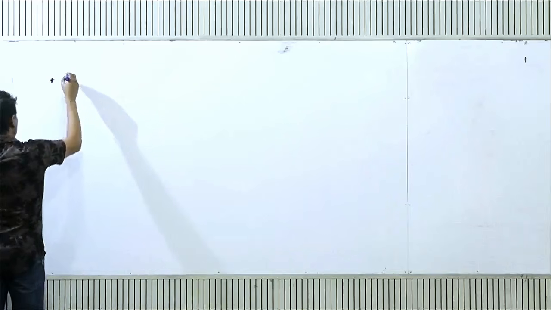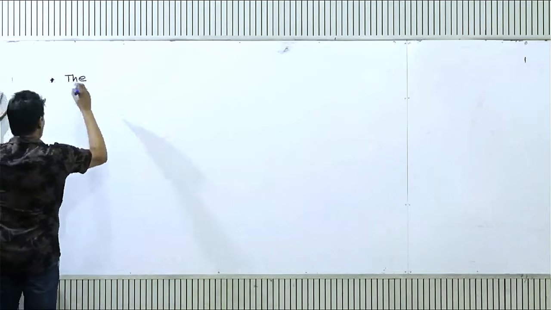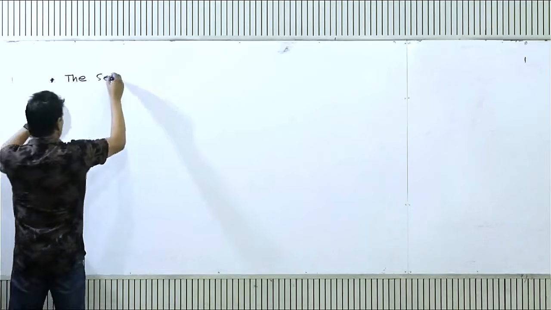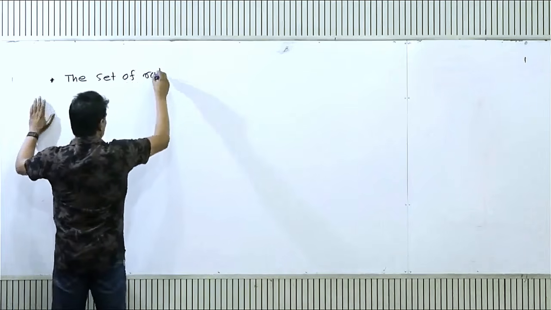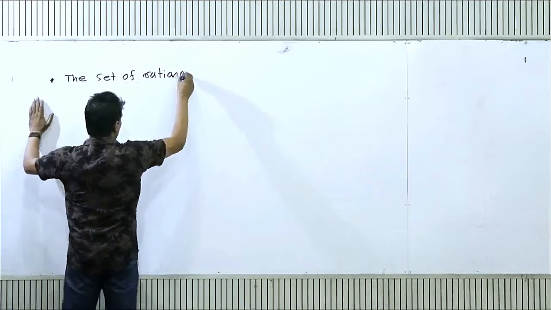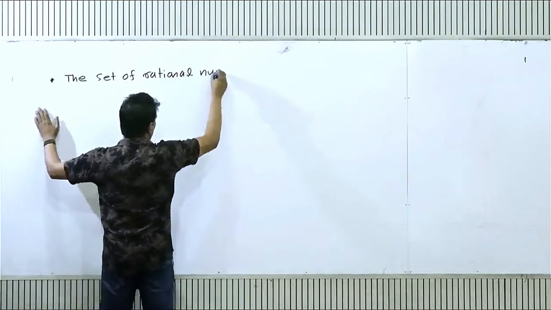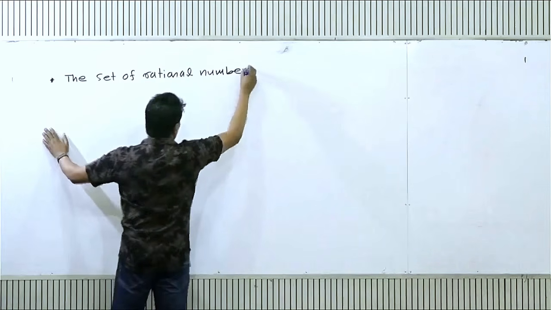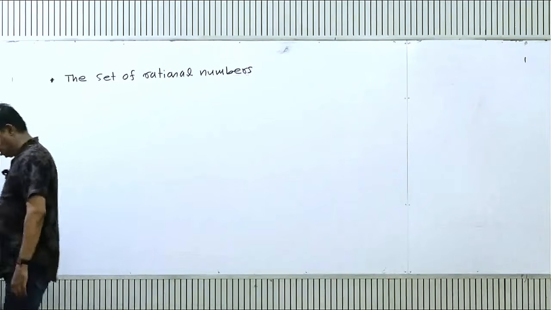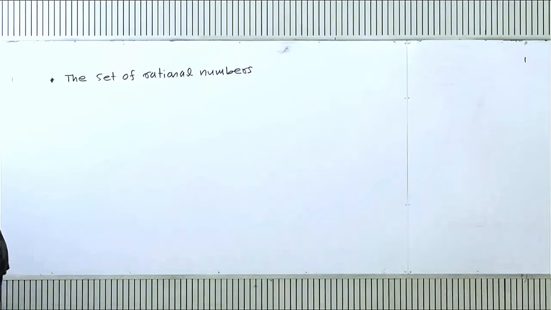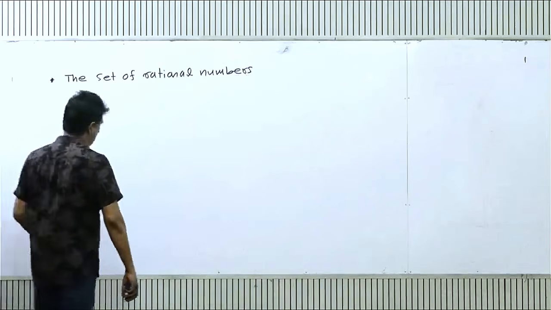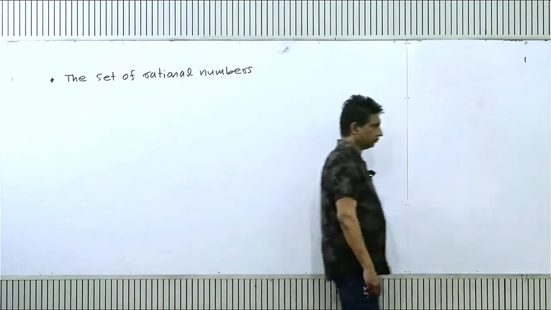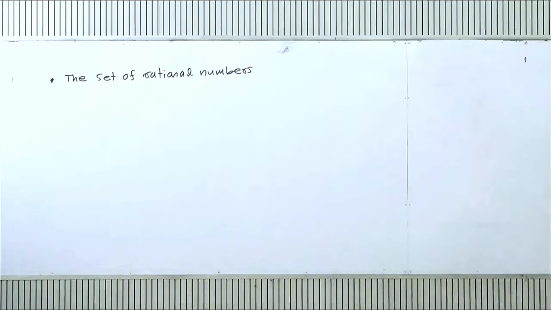Then fourth one, it is called the set of rational numbers. The set of rational numbers.